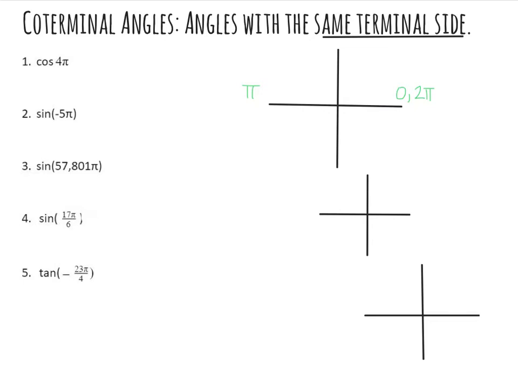So 4 pi, we need to think about where that will fall if we continue to revolve around. So starting at 0 and going a revolution of 2 pi gets us one circle. If we went another half revolution, we would be at 2 pi plus another pi, so that would be 3 pi as well over here, coterminal with pi, and then another half revolution would get us another pi. So 4 pi is coterminal with 0 and 2 pi.